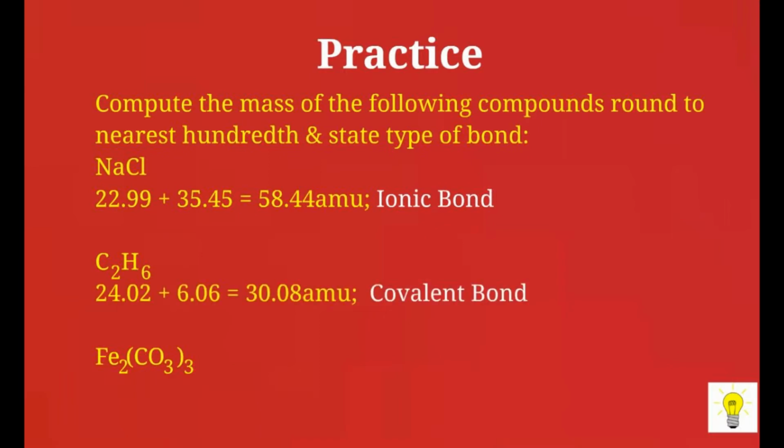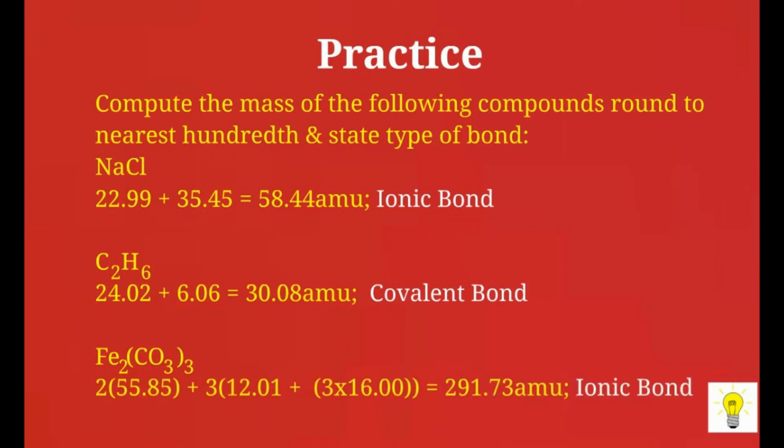The second one, you had 2 carbons, so 12.01 plus 12.01 is 24.02. 6 hydrogens, each one is 1.01, times 6 is 6.06. Add them together, you get 30.08. Where am I getting these numbers from? The periodic table. And is this a covalent compound? Yes. Non-metal, non-metal. Last one at the very bottom, is it covalent or ionic? Ask yourself this, is a metal involved? Yes. If yes, then it is an ionic bond.